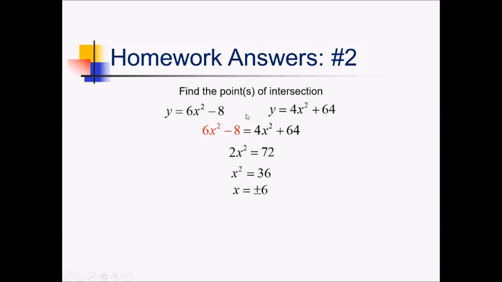Doesn't really matter which of these you use, but I would rather subtract 8 than add 64 if I can help it. So we've got 6 times 6 squared minus 8. Well, 6 squared, that's 36, times another 6 is going to be 216. 216 minus 8 is 208.